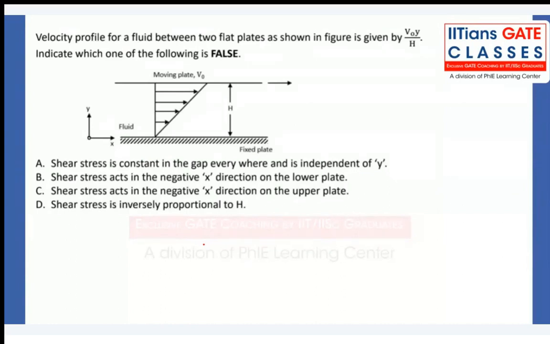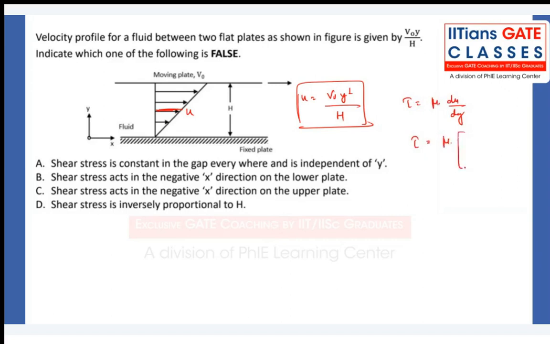See, the velocity profile is given as a linear velocity profile, right? At any layer, what is the velocity value? V naught into y by h. That means it's a linear velocity profile. A linear velocity profile, I told you, right? Shear stress will be constant. Tau equals mu into du by dy. If you do the differentiation, you will be getting V naught by h. V naught is constant, h is constant, mu is constant. This means this will be constant.